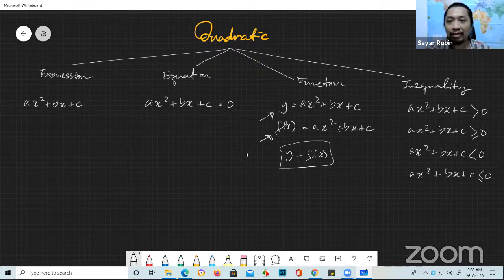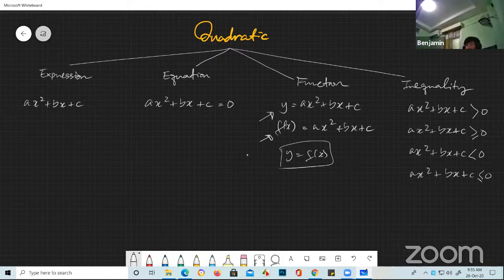All right, everybody, do you all understand how we can classify the quadratic things? Understand? Okay. Yes, yes. Okay, thank you very much.